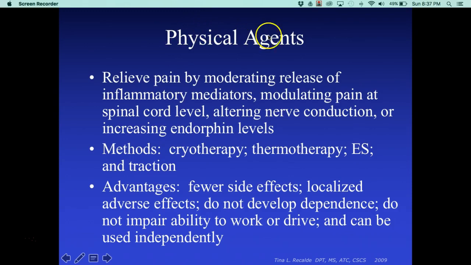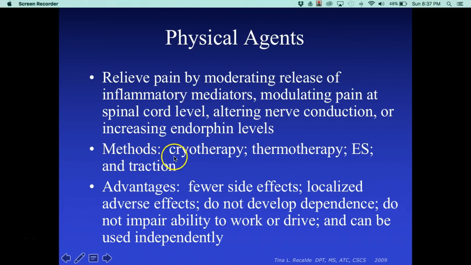So physical agents are what we call modalities. They relieve the pain by moderating release of those inflammatory mediators we talked about. They modulate the pain at the spinal cord level. They alternate that nerve conduction, which is really important to remember. And they also will do it by increasing some endorphin levels. Now, that's going to be a whole other pain theory that we'll get into a little bit later. You won't need to know that for this first exam, other than that this is something that a physical agent can do.